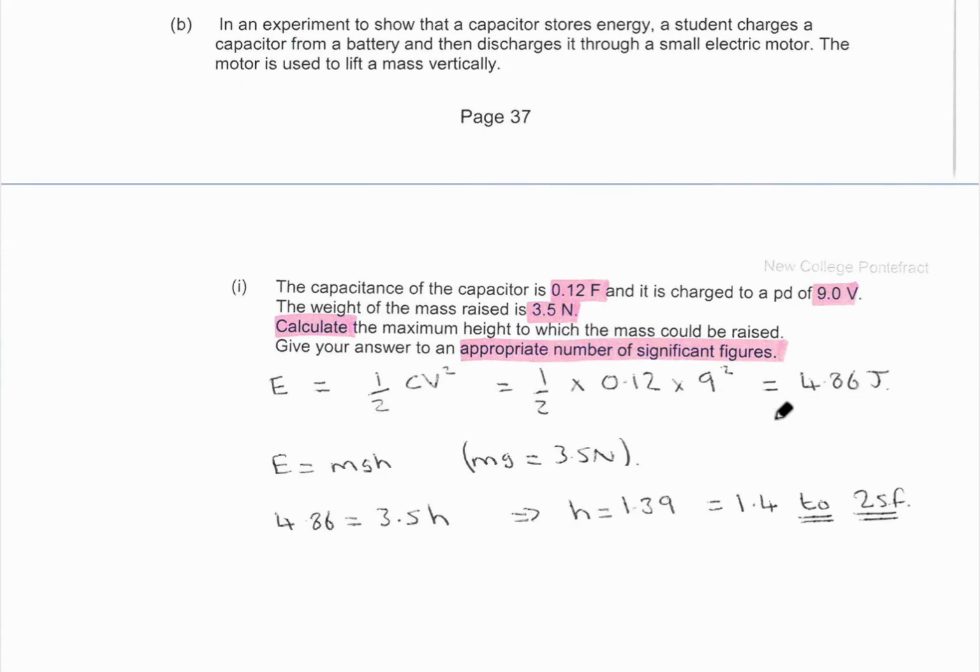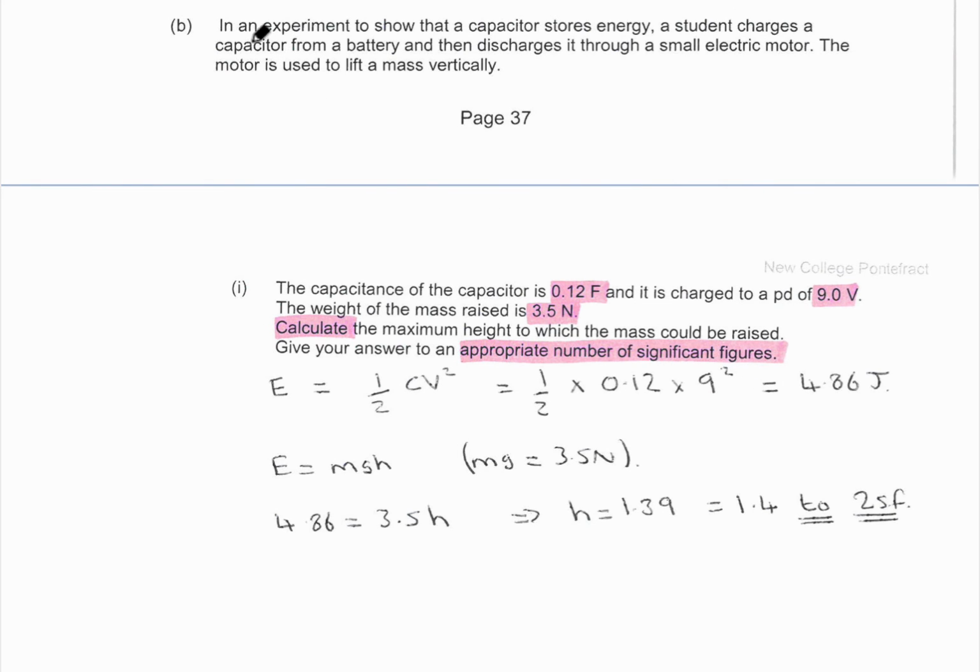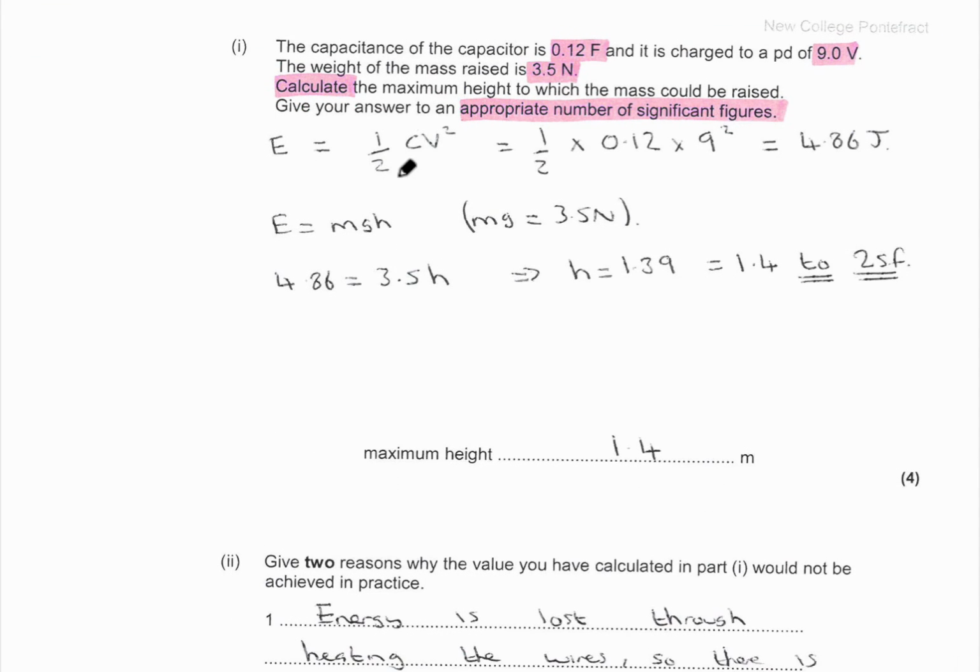Now in part B, there aren't any mistakes. In part B, we've got an experiment to show that a capacitor does actually store energy. A student charges a capacitor from a battery, and then they discharge it through a small electric motor, and the motor is used to lift a mass vertically upwards. You may well have seen this when we demonstrated it in class. We're told that the capacitance of this particular capacitor is 0.12 farads. It's charged up to a potential difference of 9 volts, and we raise a weight of 3.5 newtons, and we want to find out the maximum height to which this mass can be raised.